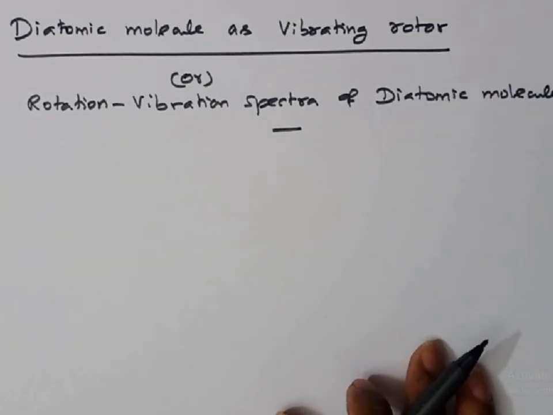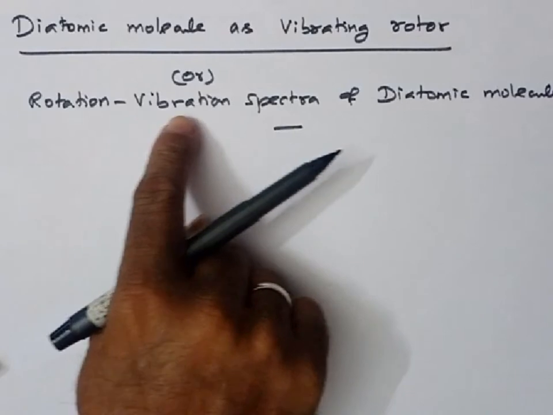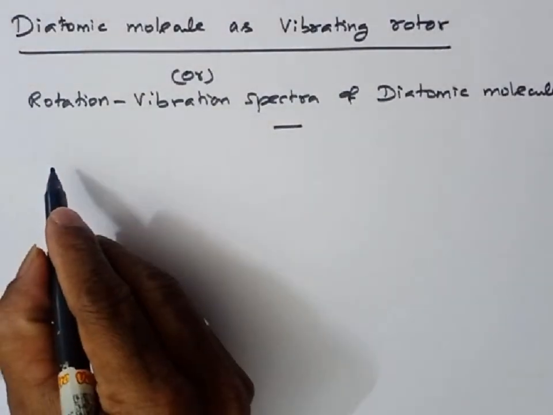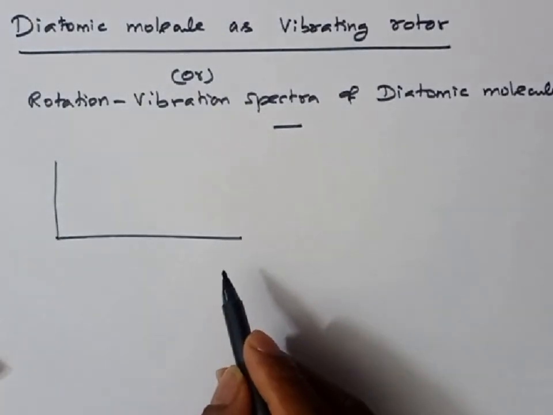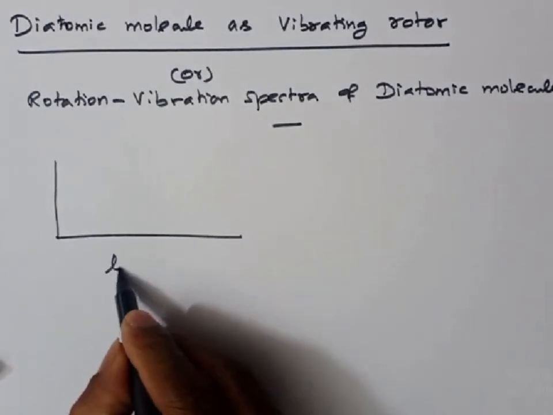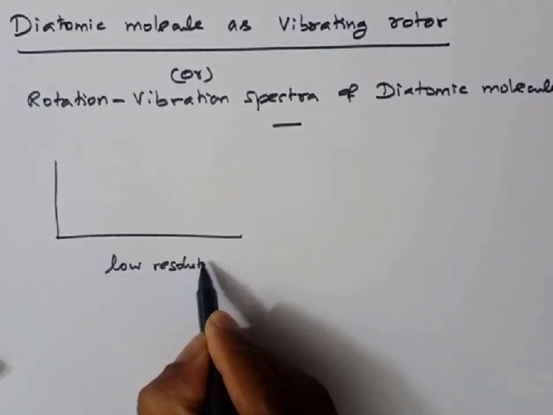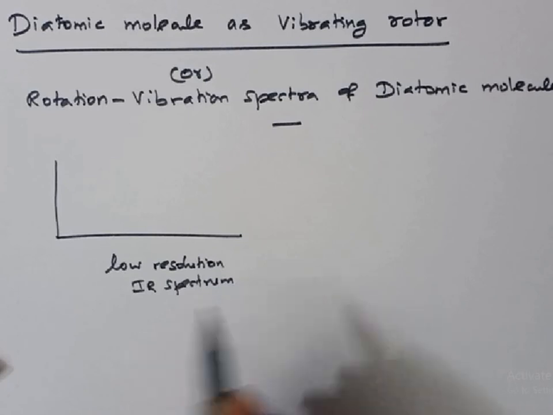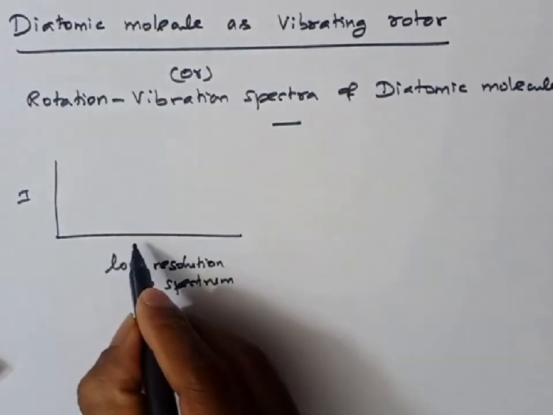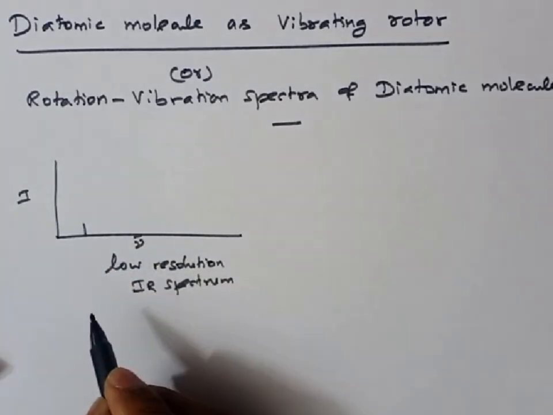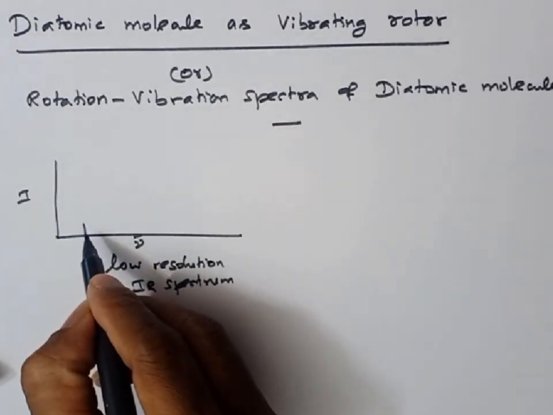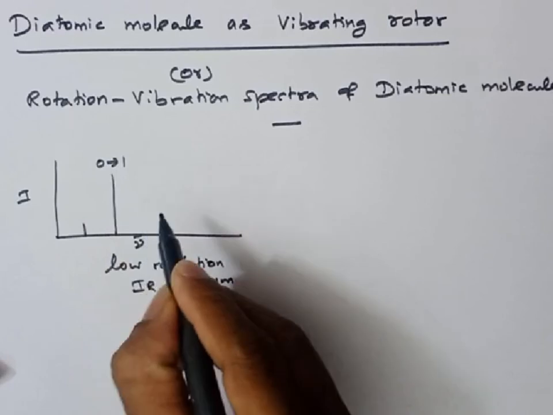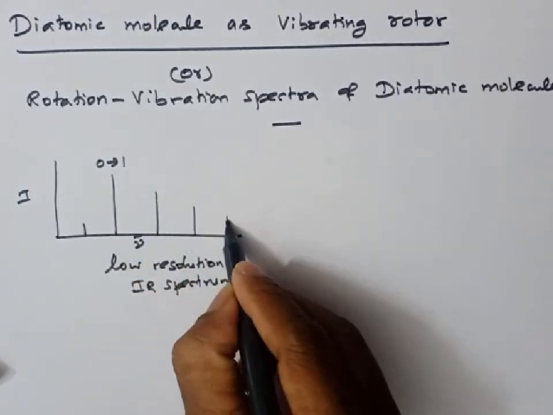So what is the need for incorporating rotation in the vibrational spectra? The reason is, listen, the lines that appear in low resolution IR spectroscopy. If you take the IR spectrum of a diatomic molecule and plot intensity versus frequency, you will get a line for the first hot transition, and a highly intense line for the fundamental transition 0 to 1. Then you will get lines for the first overtone, second overtone, third overtone, like that.